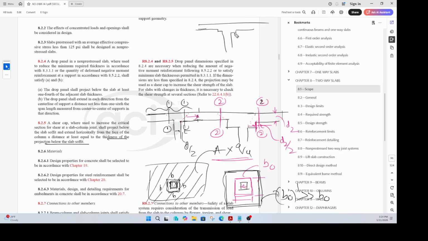So the depth of that shear cap, for example, if this is the depth of the slab, this should be at least equal to the thickness of the projection below the soffit, at least equal to that much. Okay.